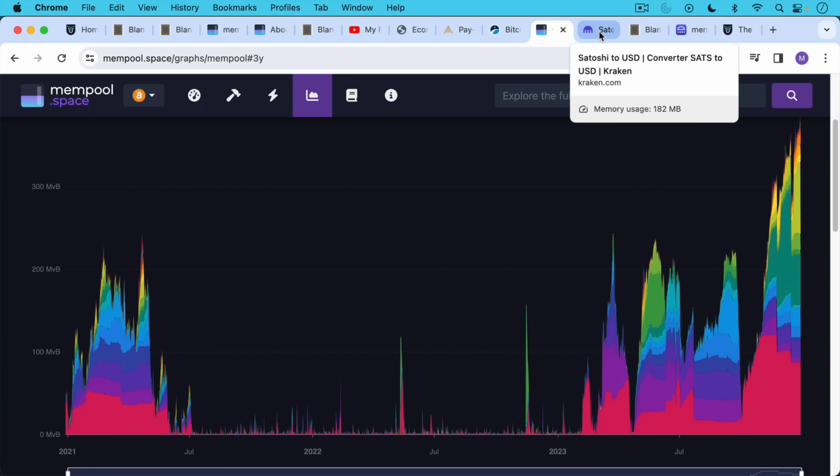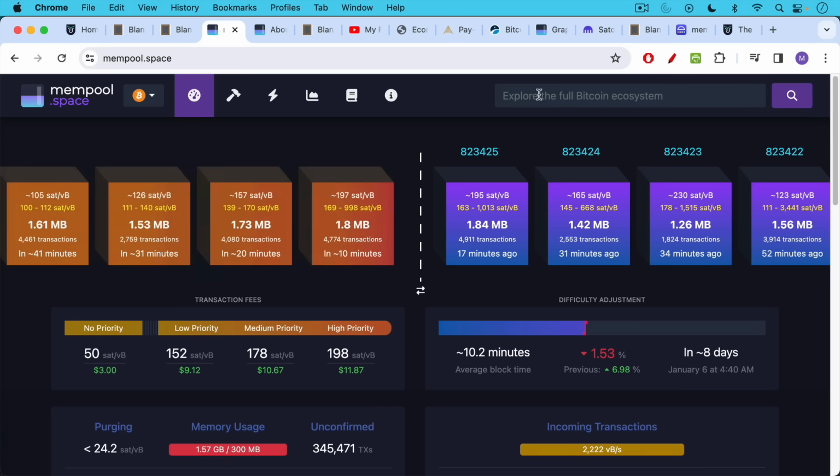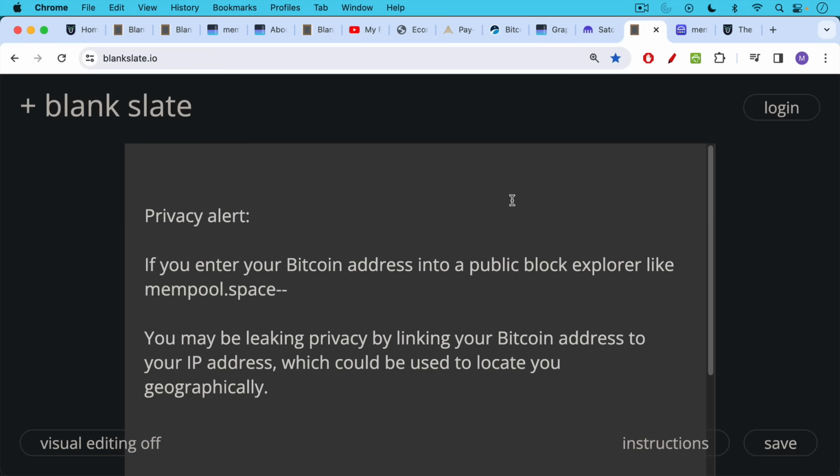Something to mention as well is that you should never enter your Bitcoin address into a public block explorer like Mempool.space. If you look up here, you can actually enter a transaction or a transaction ID or a Bitcoin address, and you can see everything that's known about it on the blockchain. But if you enter this into a public block explorer like Mempool.space, you may be leaking privacy. You're almost certainly leaking privacy by linking your Bitcoin address to your IP address. And I think the folks at Mempool.space are honest, but you just never know who's looking at this data.